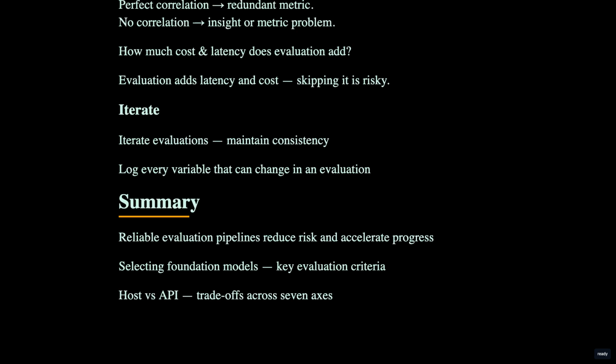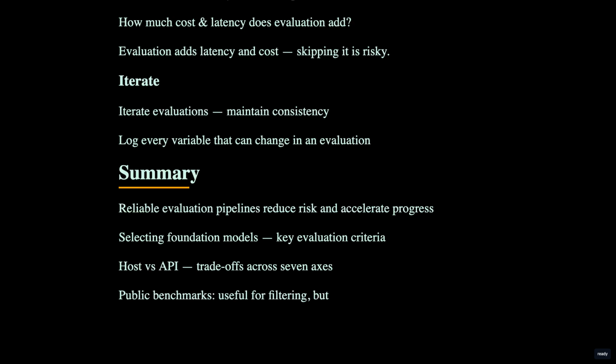This chapter compared hosting a model yourself versus using a model API across 7 key axes. For example, data privacy, data lineage, performance, functionality, control, and cost. There's no one-size-fits-all answer. The right choice depends on your team's technical needs, risk tolerance, and how much control or convenience you want. Public benchmarks are great for weeding out clearly poor models, but they rarely tell you which model is best for your specific application.